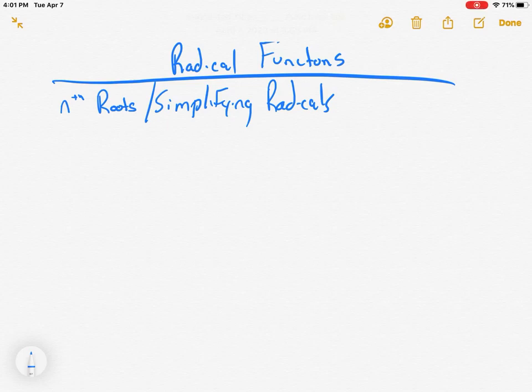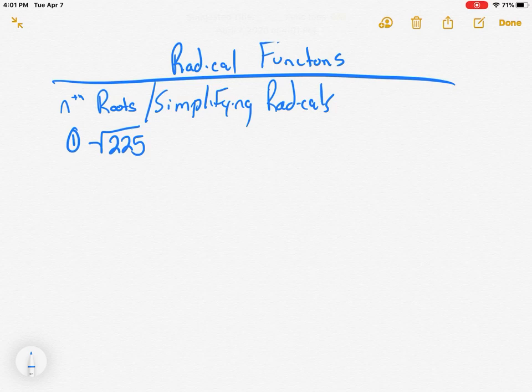All right, let's go ahead and take a look at homework 1, Nth Roots, Simplifying Radicals. I know there were some questions on that. Let's just take a look at number 1 real quick. It says square root of 225. It says find all the possibilities.